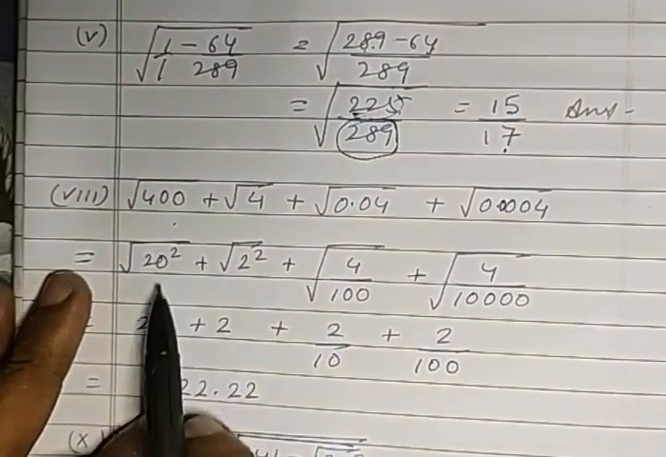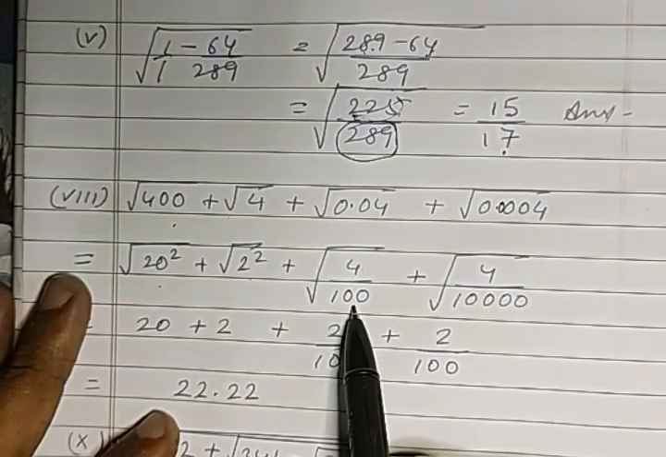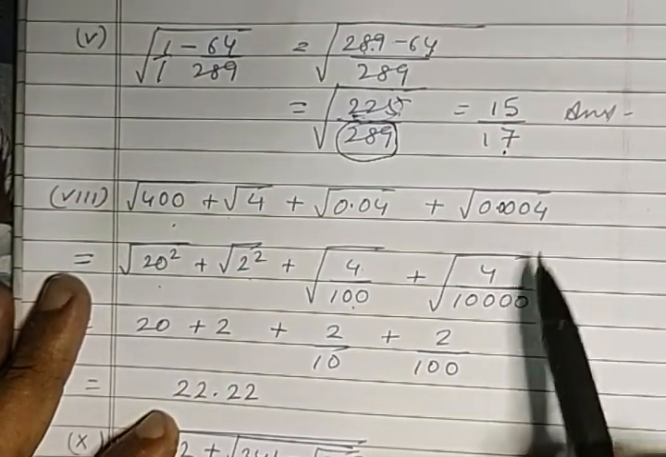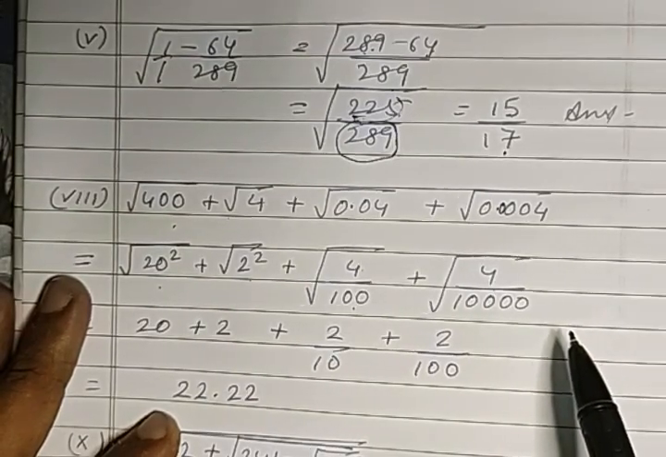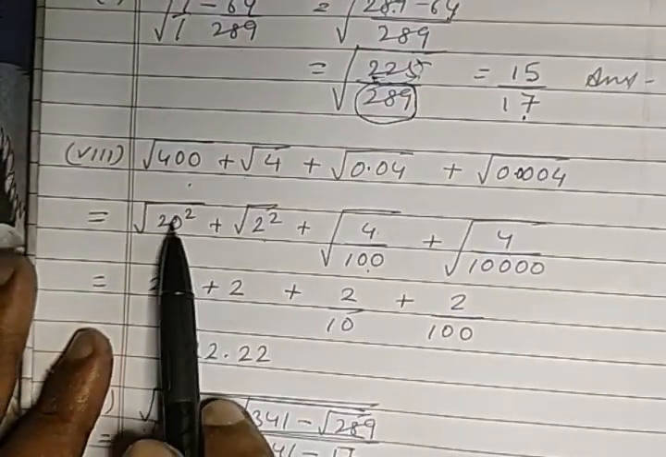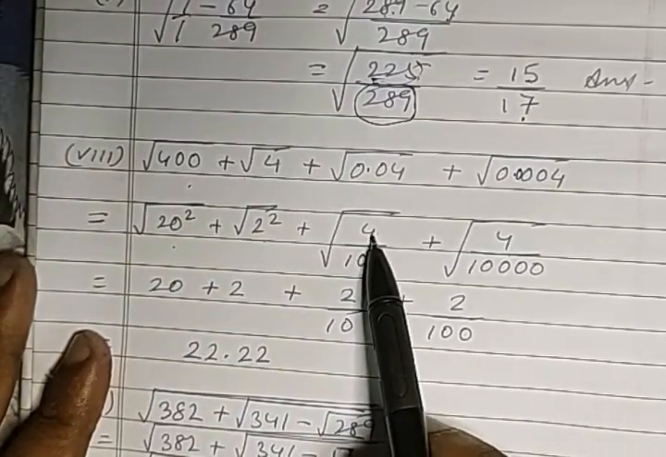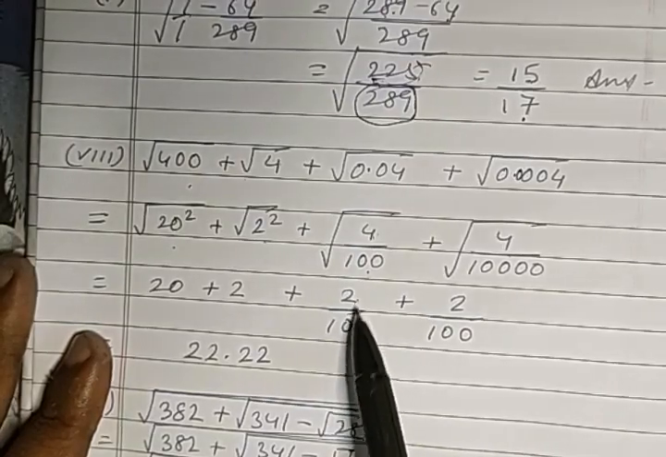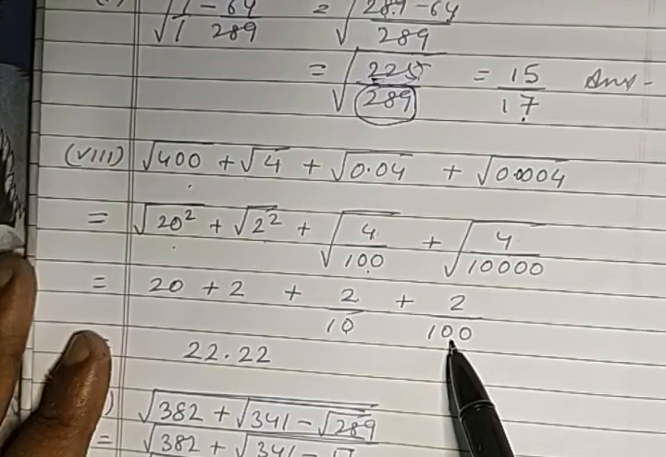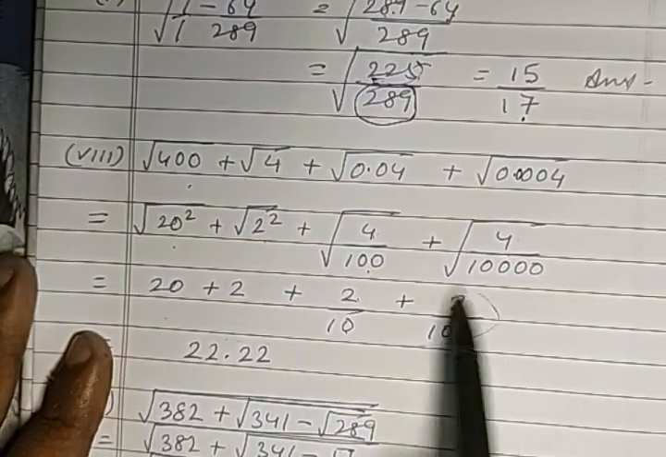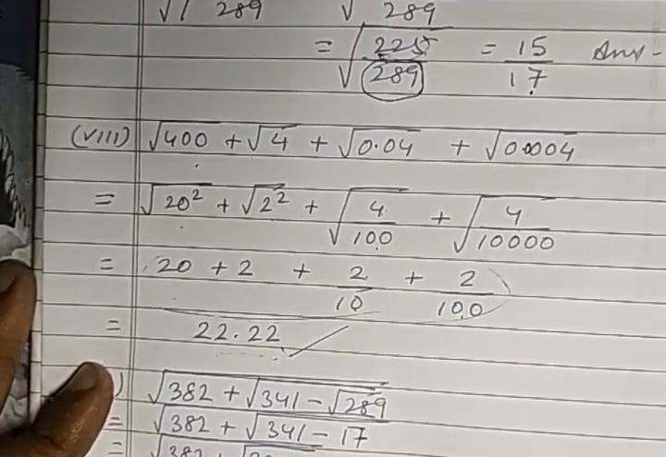So 400 is 20 square, 4 is 2 square, 0.04 I can write as 4 by 100, and 0.0004 I can write as 4 by 10,000. Okay, therefore root of 20 square is 20, root of 2 square is 2, then 4 by 100 I can write as 2 by 10 outside the root, and 4 by 10,000 I can write as 2 by 100 outside the root. So ultimately when we contract this expanded part, we will get 22.22 as the answer.